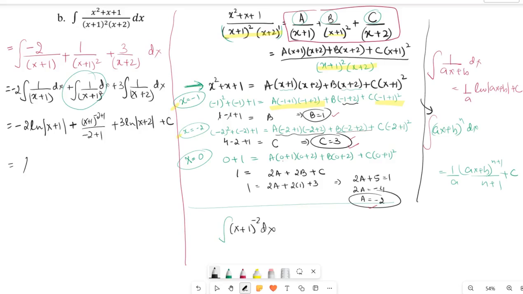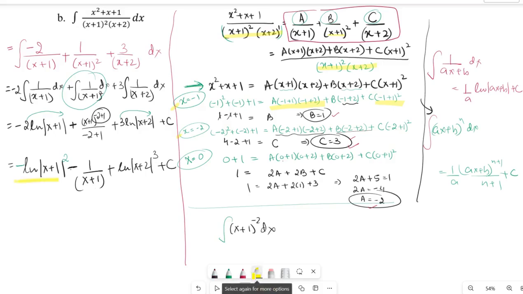This first thing is a good enough answer actually, but you can also, using the power property, this 2 can go in the power here. This is negative and this becomes square. Negative 2 plus 1 is negative 1. That's why this is negative 1 by x plus 1. Because the power was negative, it can go down. Plus this 3 goes up here. So that is natural log of (x plus 2) power 3, plus c.